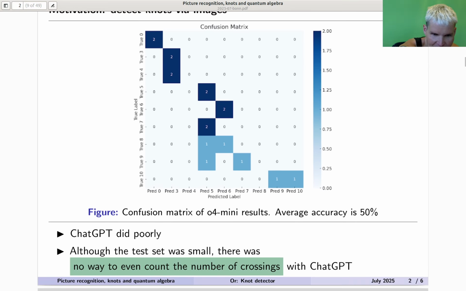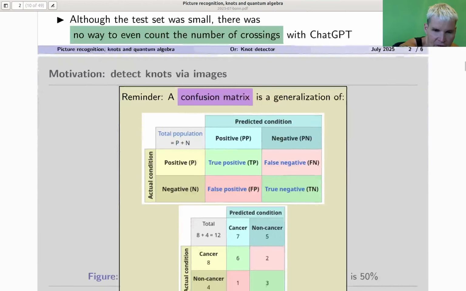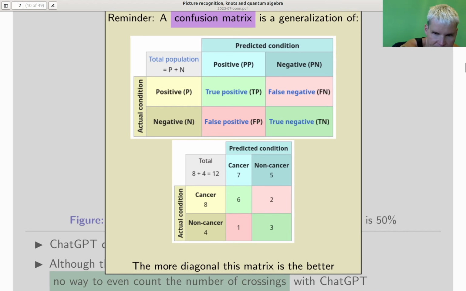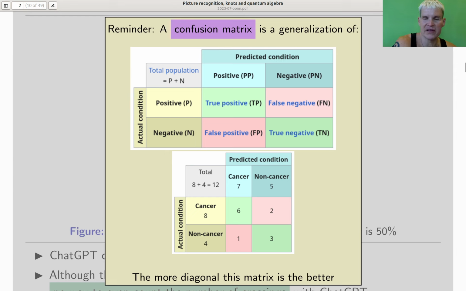It's very bad, 50%. In case you've forgotten what a confusion matrix is, let me just remind you. A confusion matrix is simply a generalization of the following. You have predicted conditions, you have actual conditions, and you map them versus one another. You could have more than two; this is just binary in my example here. You have a positive or a negative, so that's binary, but you could have more labels.